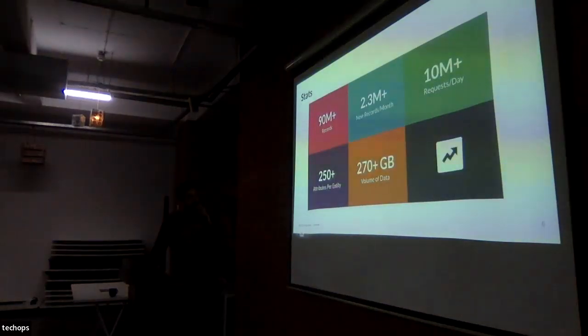These are some of the stats we have. We do have 90 million plus records in production, right? Also in terms of volume, we are receiving 2.3 million new records per month. In terms of requests, we are getting 10 million plus requests per day, right? The overall data size is around 270 plus GB, and each and every entity contains 250 plus attributes. This is again another important factor to understand when you are choosing a database, and we'll see why.